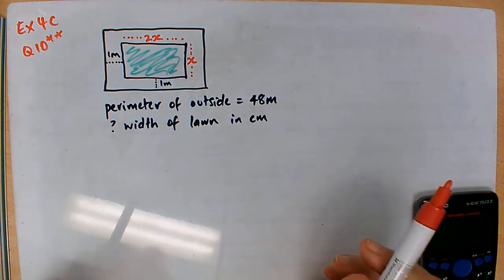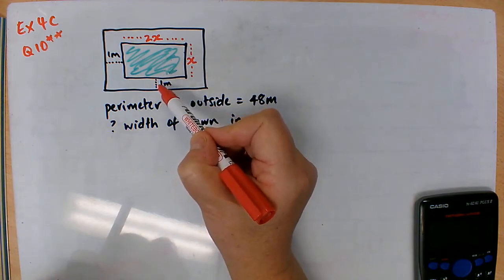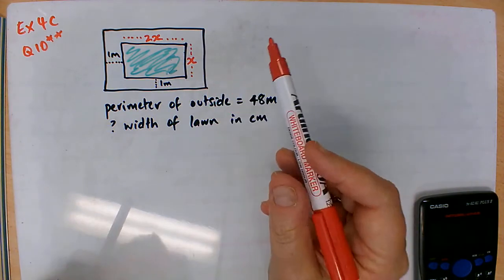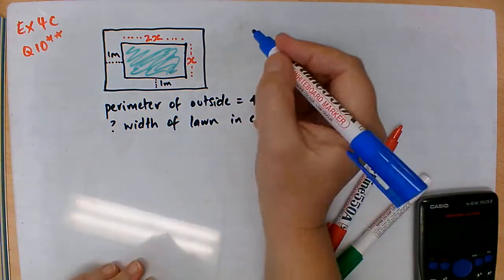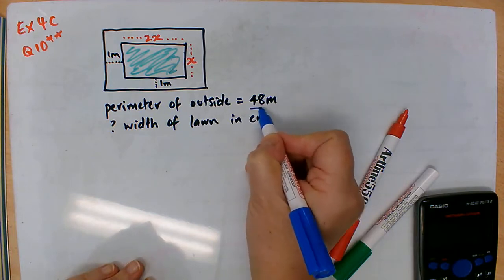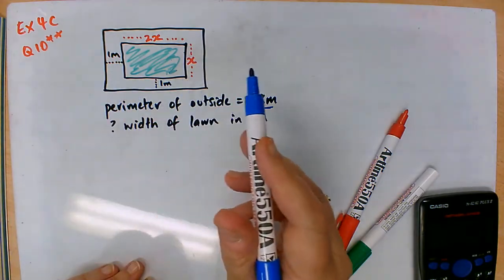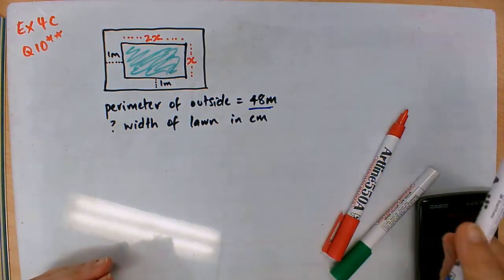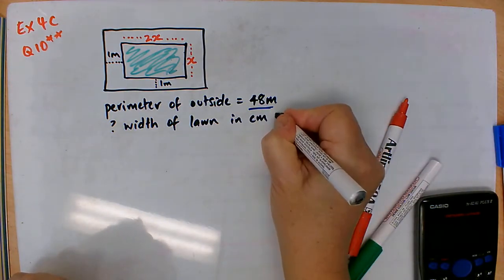Okay. The lawn has a path, as in the diagram, that is 1 metre wide, and that path is the white space there. The length of the perimeter of the outside of the path, so here we are looking at the outside, so the distance all around the outside is 48 metres. So it's this plus this plus this plus this will give 48 metres. What is the width of the lawn? So we actually are being asked to find x.